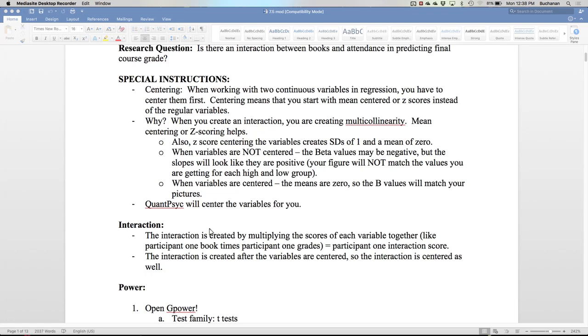Both are very popular for moderation analysis, but either way, you have to do it. It helps solve the multicollinearity problem. It also helps interpretation for simple slopes, which we'll get to towards the end. If we z-score them, it creates a mean of 0 and a standard deviation of 1. If you just mean center, it creates a mean of 0, and the standard deviation stays the same as the distribution.